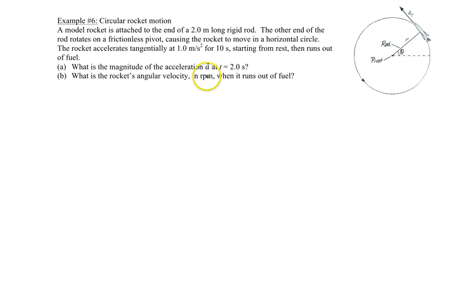So we're asked to find the total acceleration at 2 seconds and what will be the angular velocity in RPM when it runs out of fuel.